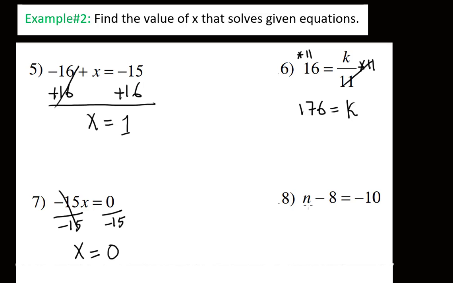So the last example is n minus 8 equals negative 10. Then we will add 8 left and right. Negative 8 plus 8 is 0. Then we have 1n equals negative 10 plus 8, which is negative 2.